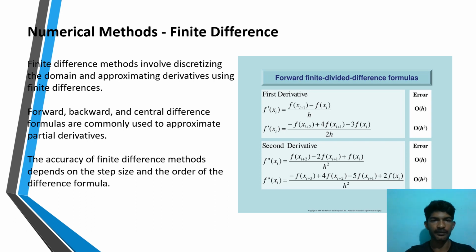Numerical methods: finite difference. The finite difference method involves discretizing the domain and approximating derivatives using finite differences. Forward, backward, and central difference formulas are commonly used to approximate partial derivatives. The accuracy of finite difference methods depends on the step size and the order of the difference formula.